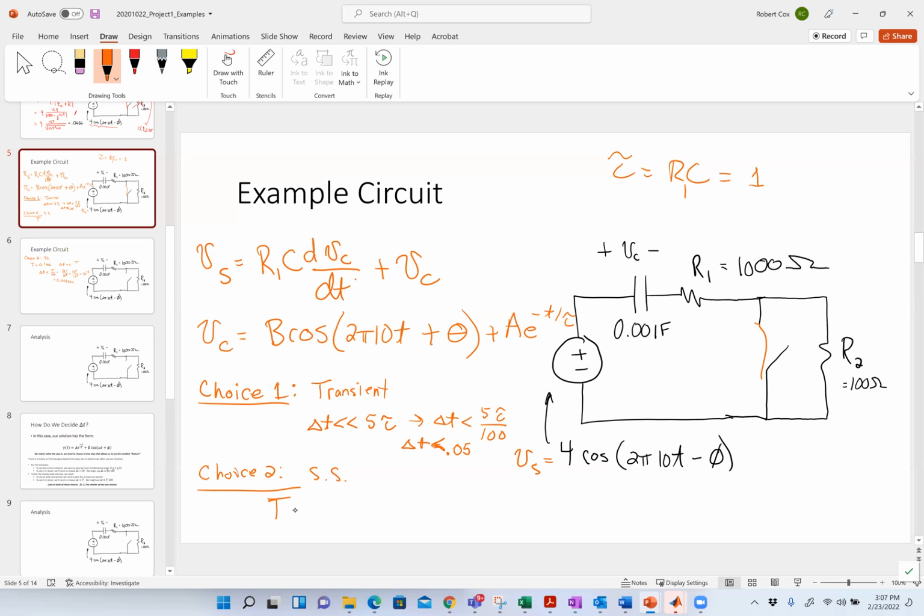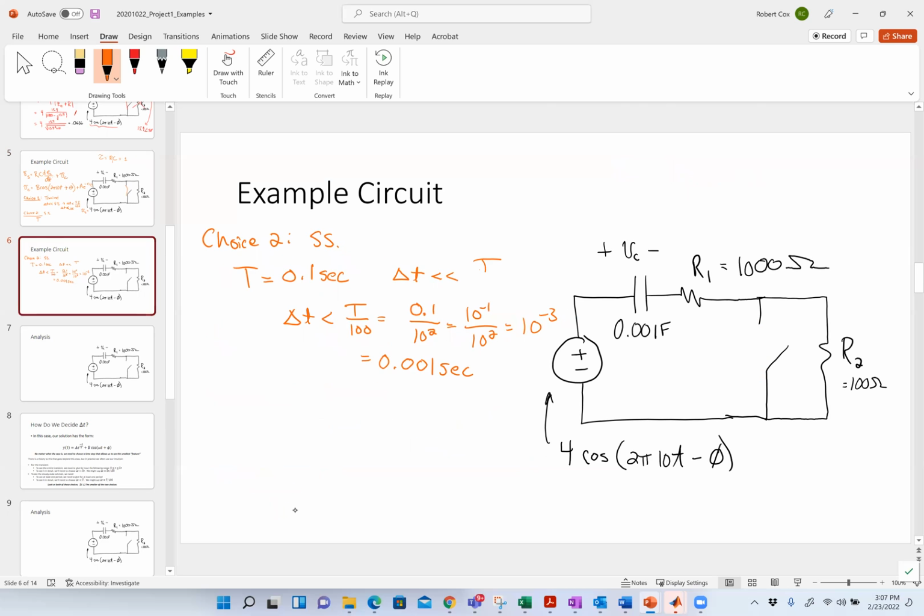Which one should I choose? Well, which one's the smallest value? 0.001 and 0.05. 0.001. All right, this is our guy. That's our choice.